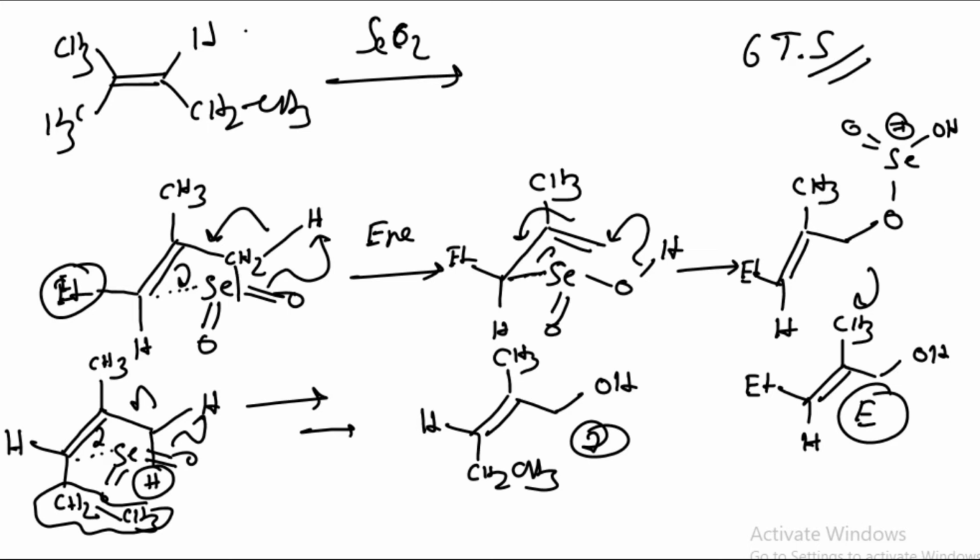Because here one of the hydrogens will be in the axial position, but since it is a hydrogen, there is no steric repulsion. But here there is a strong steric repulsion because the ethyl group is much larger than this simple hydrogen. Okay, so for this reason you get almost exclusively the E alcohol, not the Z alcohol. So this is why the E selectivity actually comes.